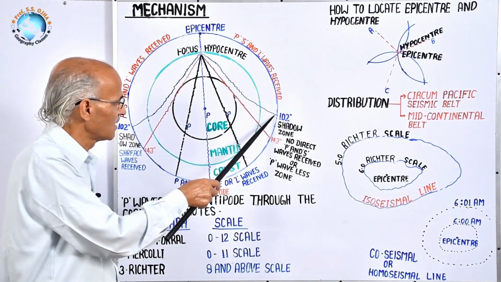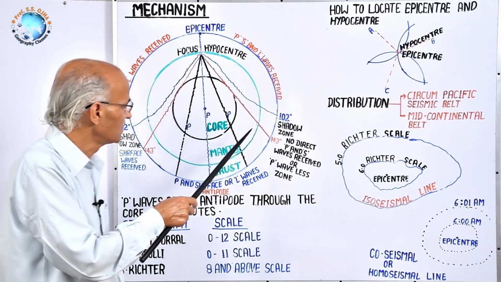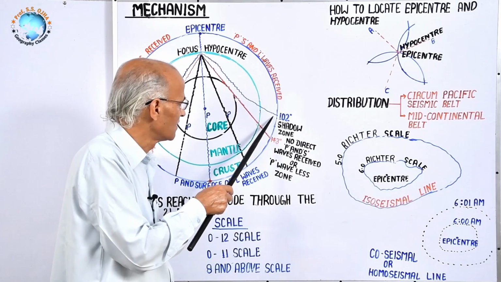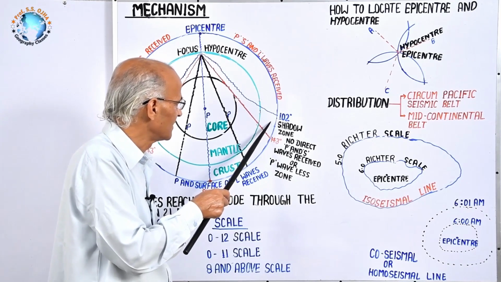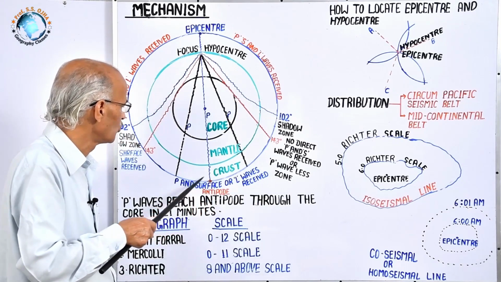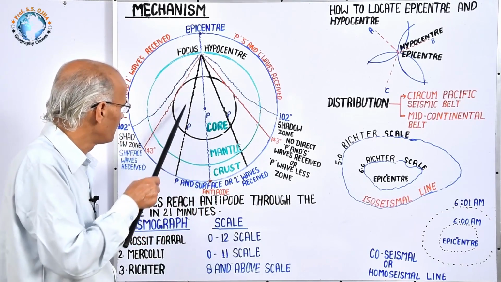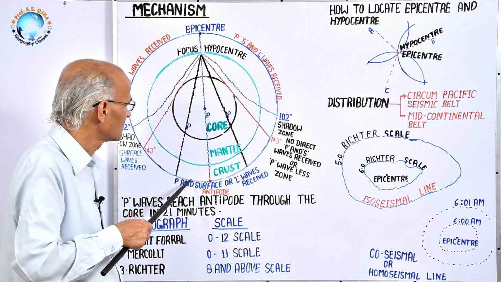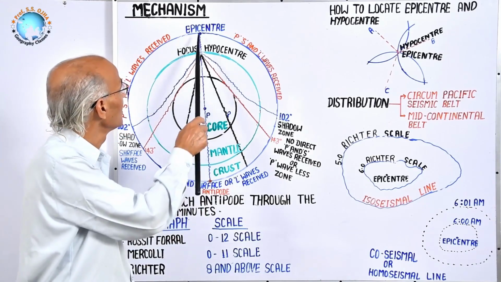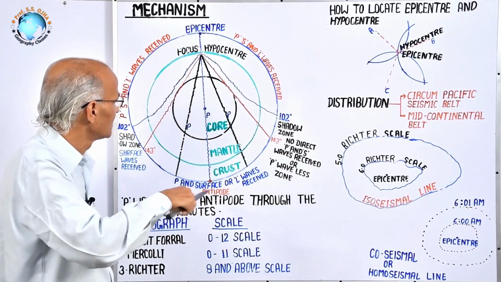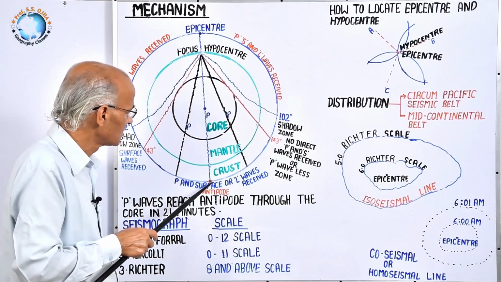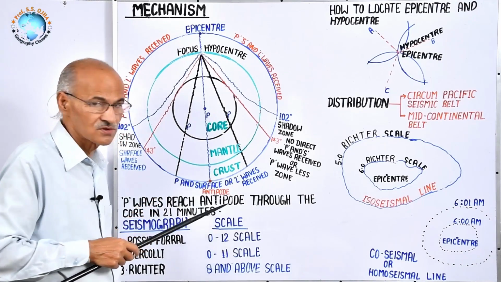That's why love waves will reach this shadow zone and have their hazardous impact. Love waves will reach this zone where P waves are there but not secondary waves. That's why love waves circumnavigate the entire earth surface and they reach the antipode also.